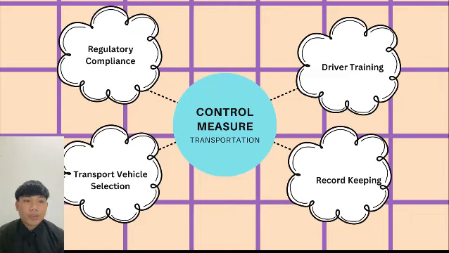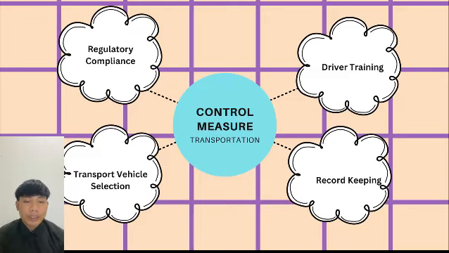Next, transport vehicle selection. Dedicated vehicles for transporting organic fertilizer are used to prevent cross-contamination with other materials. Not only that, inspection and maintenance of the transport vehicle are important to prevent leaks or spills during transit.